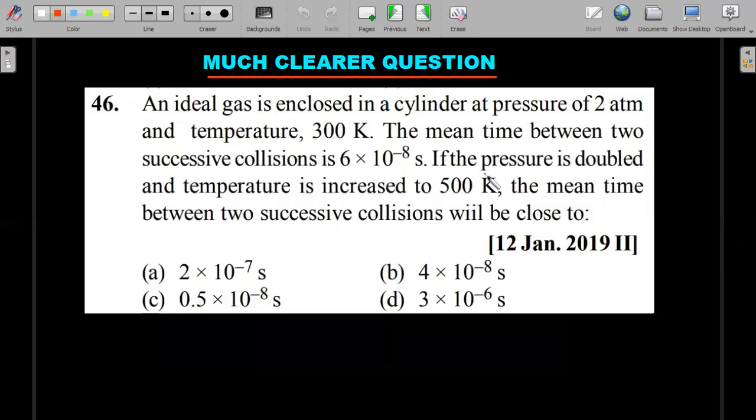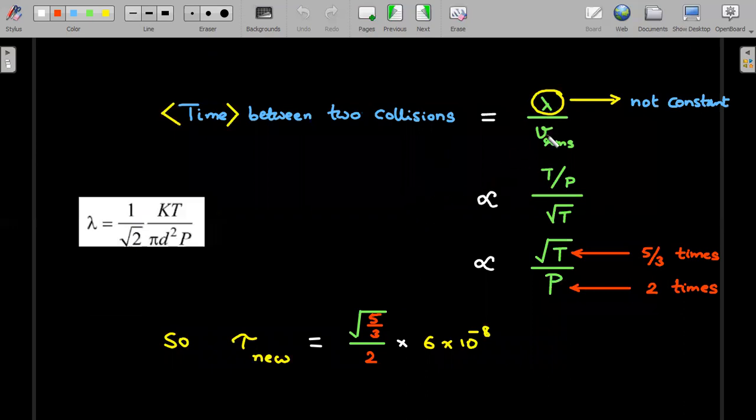These are questions on ratios. These are supposed to be attempted rather than the actual calculations that you had. I think this one you will ace through very clearly. Last time's slide I have just copied. This time lambda is not constant because T and P both are varied in the manner that he mentioned. When T and P both are varied, the mean time between collisions will depend on T power half by P. T has been made 5 by 3 times in the question. P has been made 2 times.